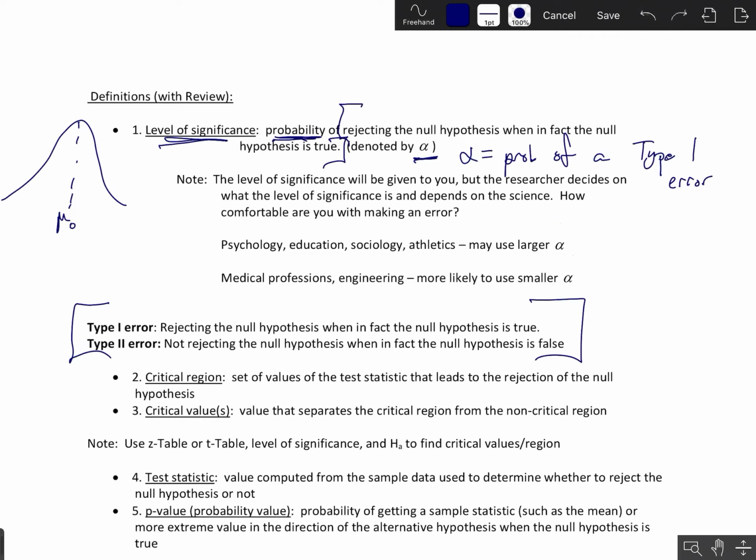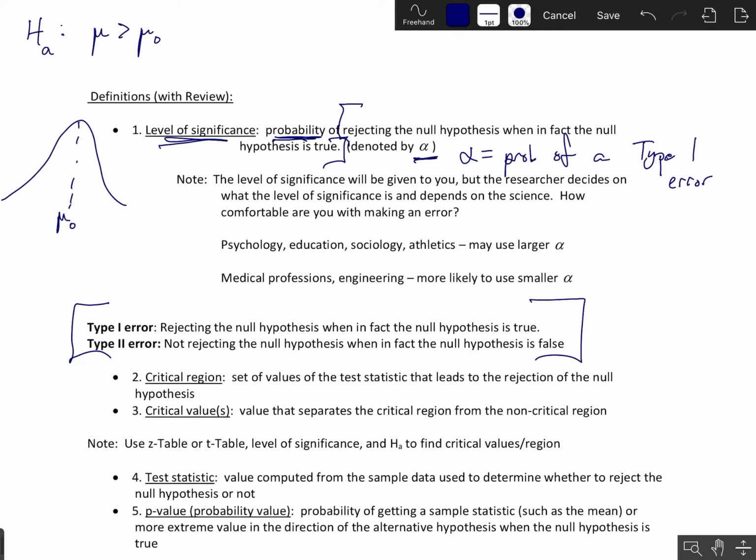Next, we'll look at what's called the critical region and the critical values. So I think this might be a good time to just make up an example. So let's say that you're looking at an alternative hypothesis that looks like this. So here, this would be a right-tailed alternative hypothesis. This just says, I think that the actual population mean is bigger than the stated mean.